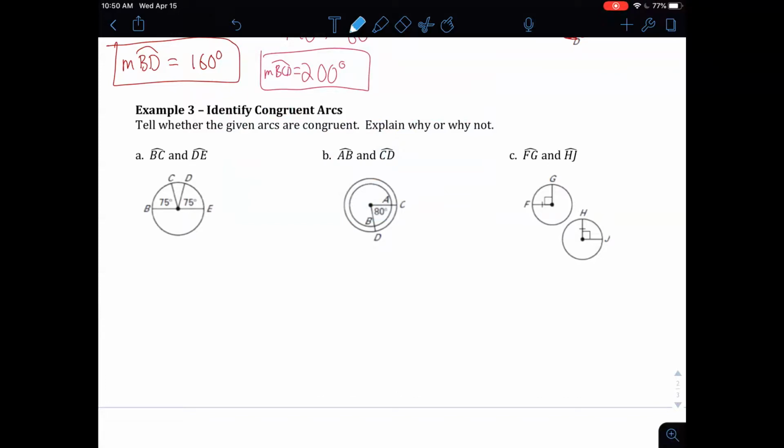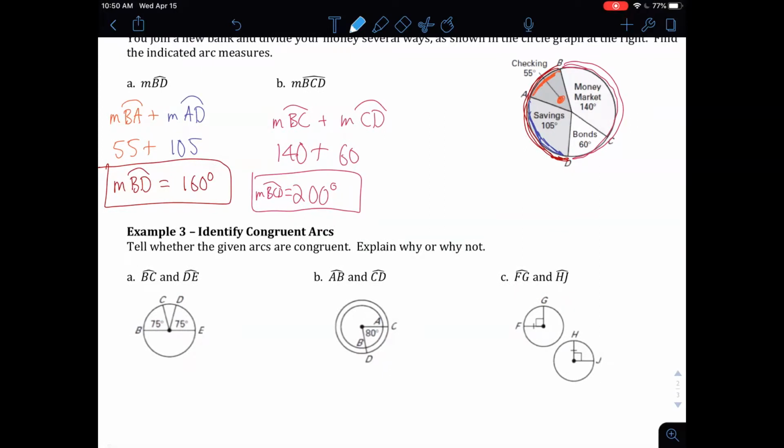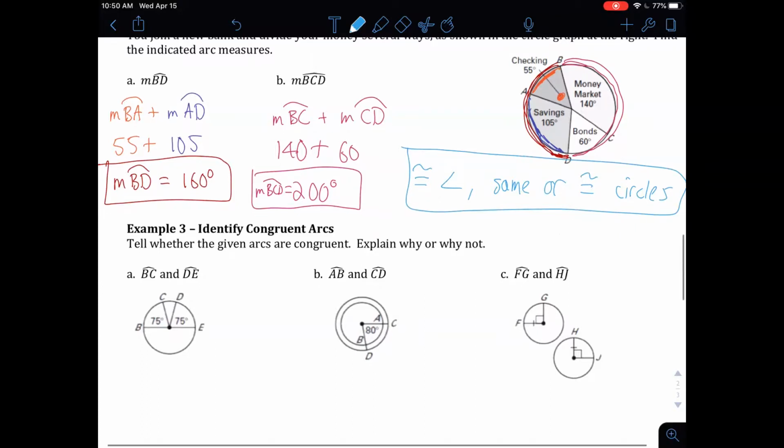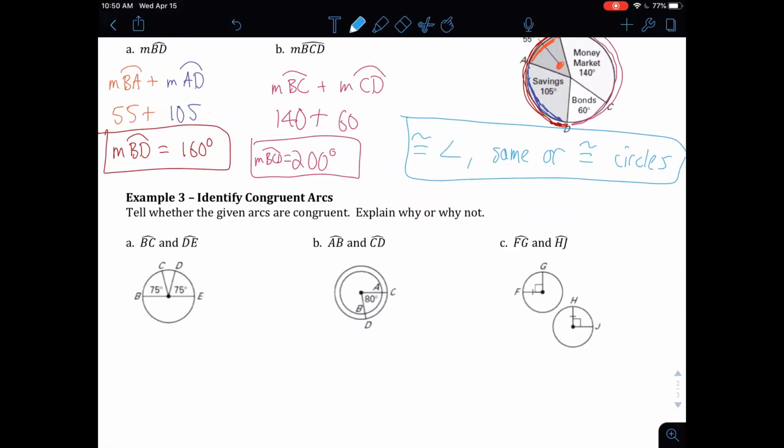So what I want you to write, maybe over here, is that you need two things to be true for these to be congruent arcs. You need congruent angles, and you need the same or congruent circles. Okay, so box that somewhere off to the side. That's what we're talking about here. It says identify congruent arcs. Tell whether the given arcs are congruent. Explain why or why not. So arcs are going to be congruent if they're the same angle. So if these are both the same angle, and also if they're on the same or congruent circles. Okay.